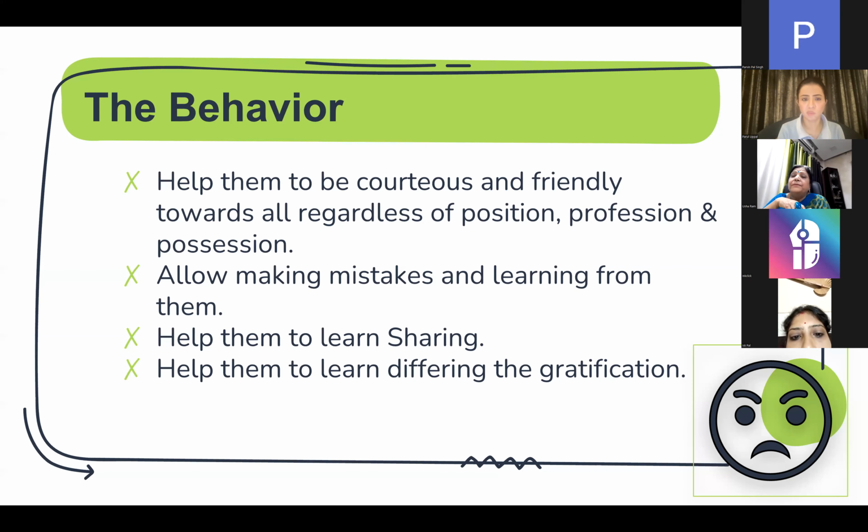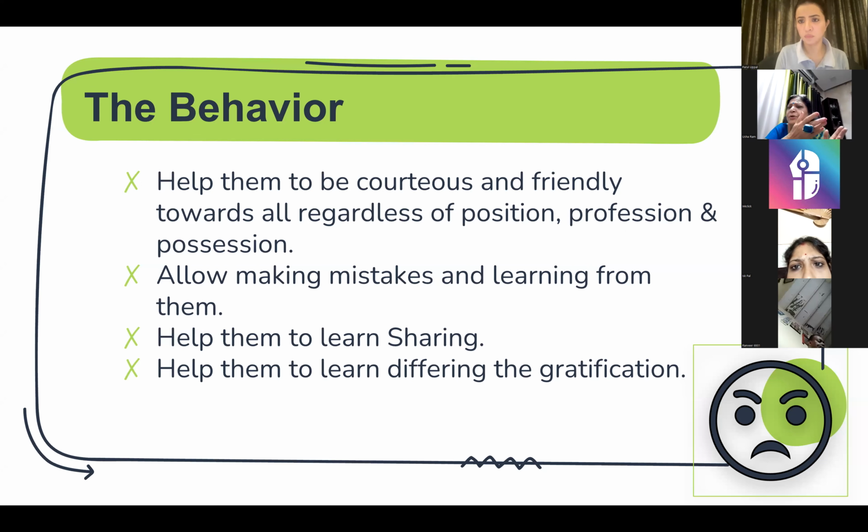Now the behavior. Help them to be courteous and friendly towards all, regardless of position, profession, and possession. Rich people, poor people, you have to be courteous and friendly. How does it matter? The peon is doing his job, the principal is doing her job, you are doing your job, everybody is doing their own. You're students, and the same thing applies at home, in the way we behave with the people who work with us. So we have to show that courteousness and friendliness.